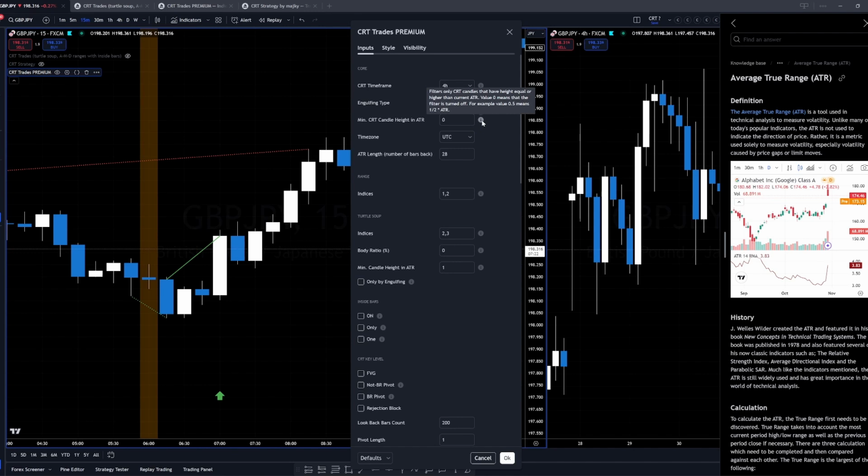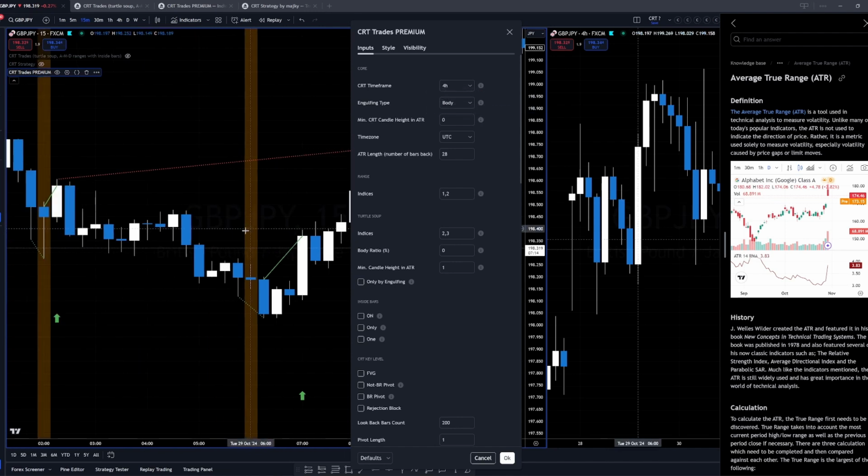But these filters only the accumulation candles. Okay, so time zone, ATR length, it is related to this ATR value. So I set it to 28 days back. So indices you already know.